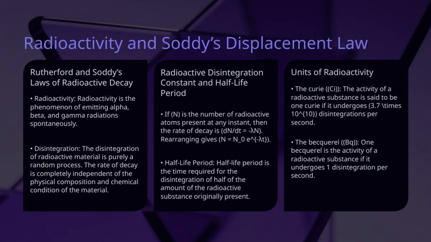Now, talking about disintegration, it's important to remember that radioactive decay is a completely random process. The rate of decay doesn't depend on the physical or chemical state of the material. It's an inherent property of the nucleus itself. Radioactivity, as a phenomenon, involves the spontaneous emission of alpha, beta, and gamma radiations from unstable nuclei.